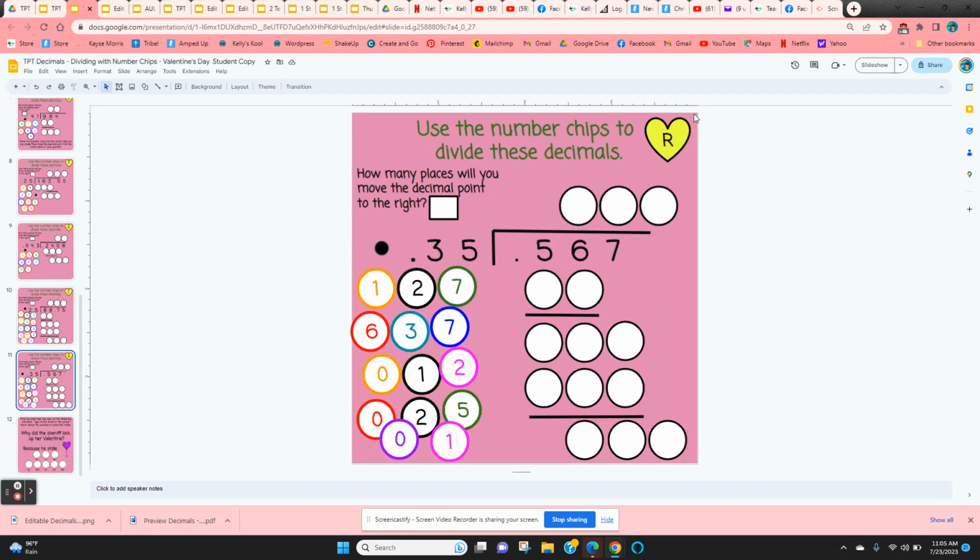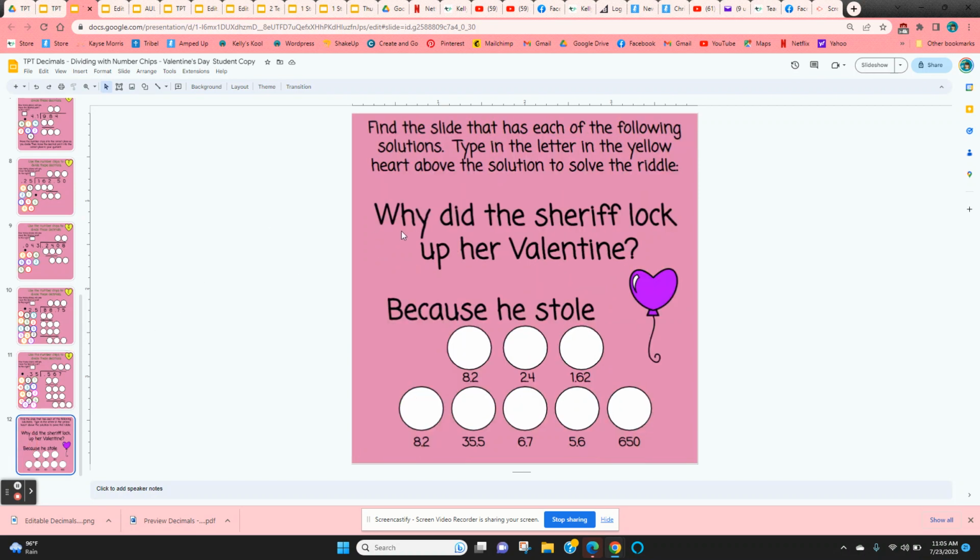And then you notice in the upper right-hand corner of every slide, there's a heart with a letter in it. And they're going to use that letter to solve a riddle on the very last slide. So there's a Valentine's Day riddle. Why did the sheriff lock up her Valentine? And they're going to look for these quotients.